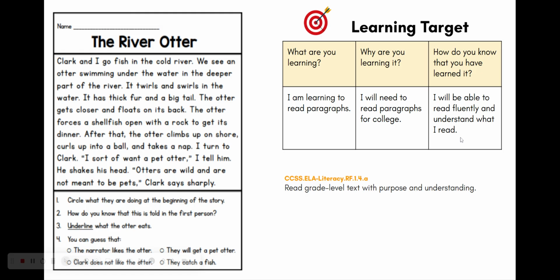Now, I'm going to say it again in 2 parts and you're going to repeat. So here I go. First part. I will be able to read fluently. Repeat. Okay, next part. And understand what I read. Repeat. Great. Now I'm going to read the whole thing together and you're going to repeat the whole thing. Here I go. I will be able to read fluently and understand what I read. Repeat, please.